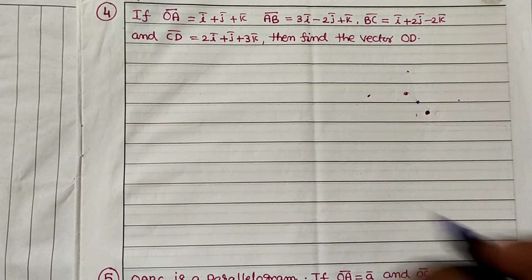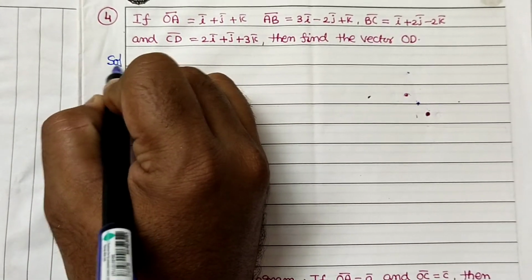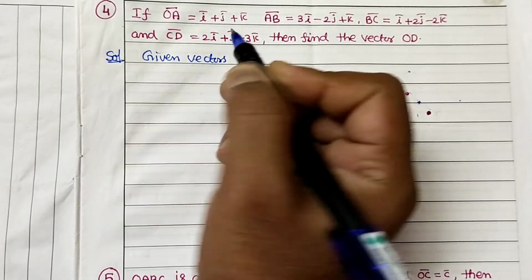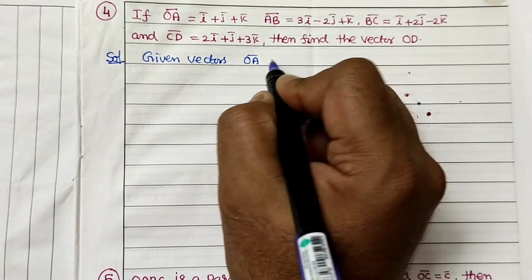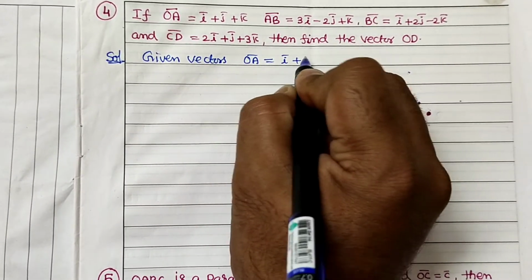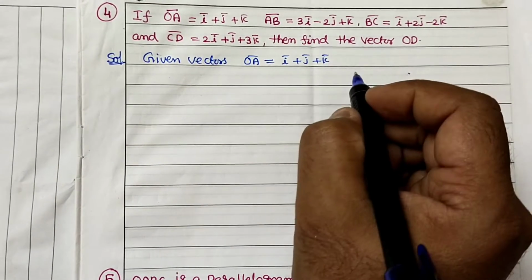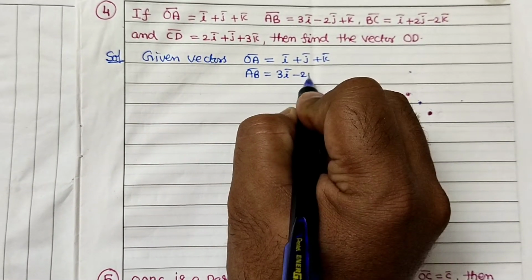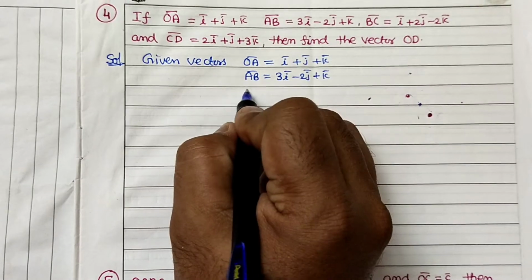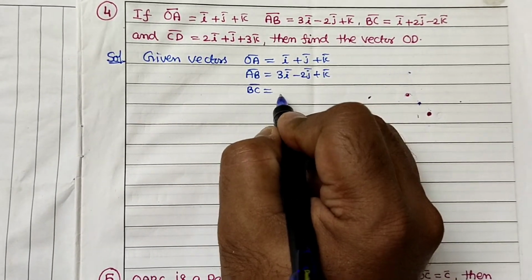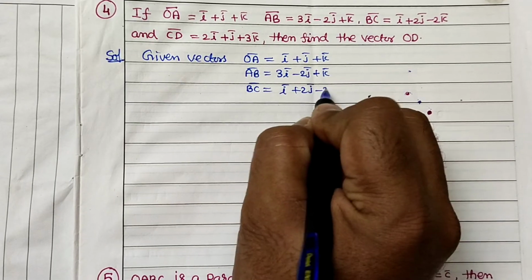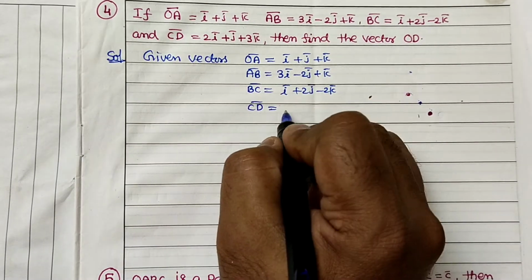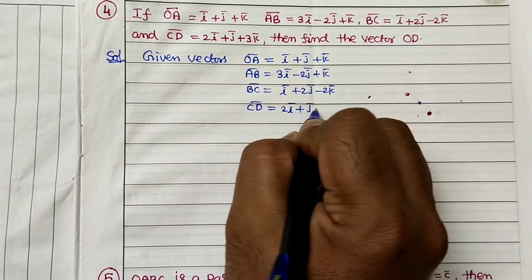So first of all, you have to write the given vectors. Given vectors: OA bar equal to I plus J plus K, AB equal to 3I minus 2J plus K, and BC is equal to I plus 2J minus 2K, and CD equal to 2I plus J plus 3K.